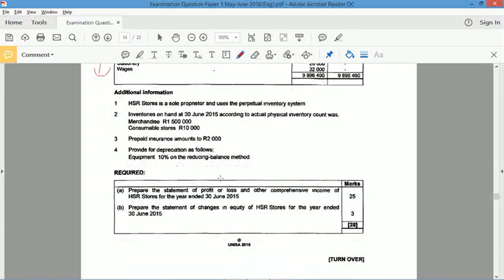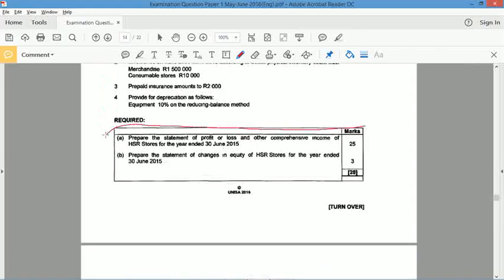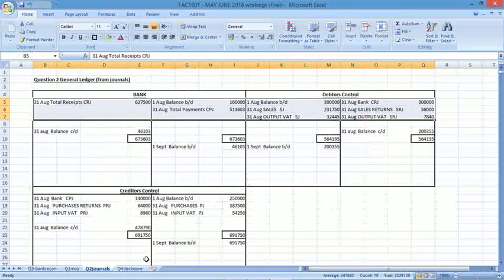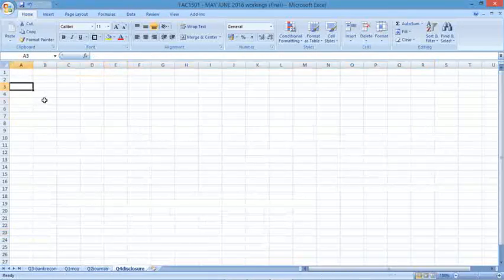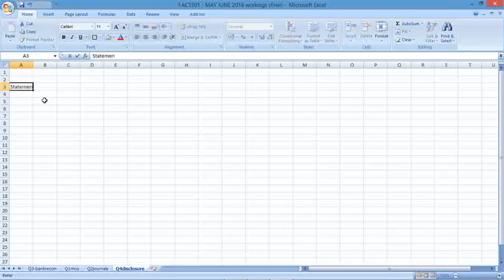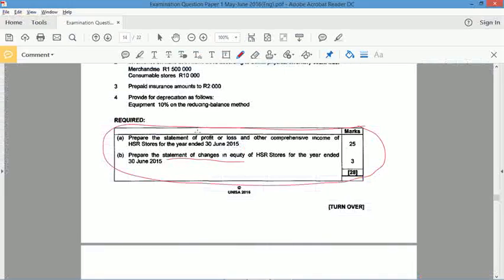Okay, so what am I trying to do here? Well, I'm doing a profit or loss and other comprehensive income, and I'm looking at a statement of changes in equity. Okay, so this is disclosure. Alright, so obviously if I'm looking at disclosure, the statement of comprehensive income, or profit and loss and other comprehensive income, if you want to write down the whole word, profit and loss and other comprehensive income. Okay, obviously for the year ended 30th June 2015. Right, and then you need a statement of changes in equity.